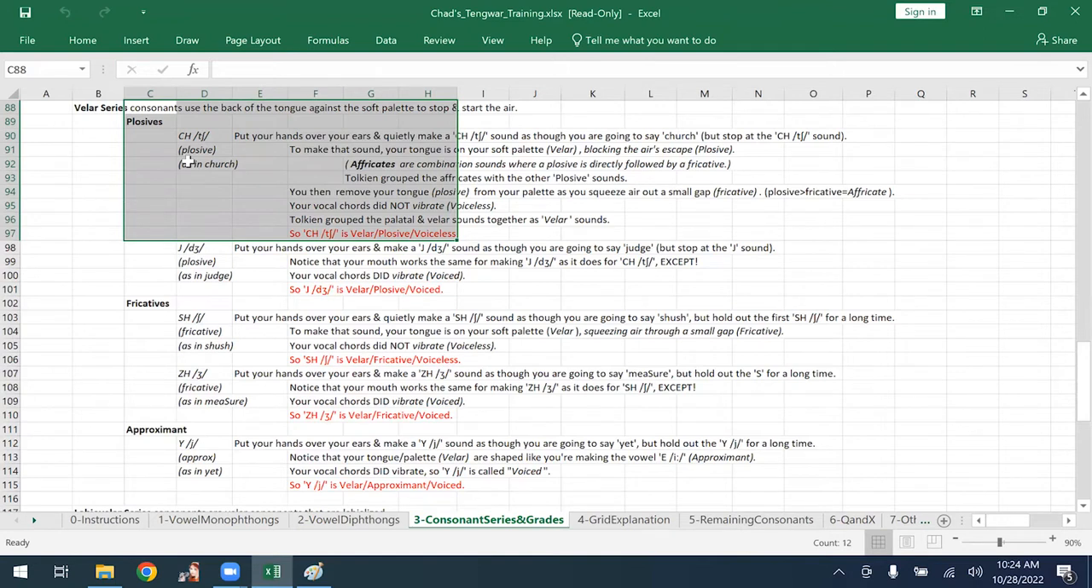And once you understand all this, the grid becomes pretty easy. It makes it where you can quickly find things on the grid because you know how the letter is made. So church is voiceless plosive. You're still exploding the air out of your mouth, but your tongue is further back, or it could be, and then it's voiceless because you're not vibrating your vocal cords.